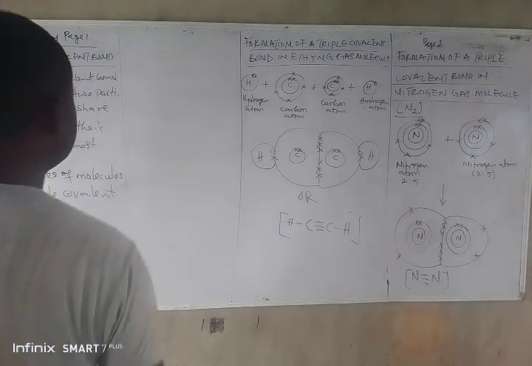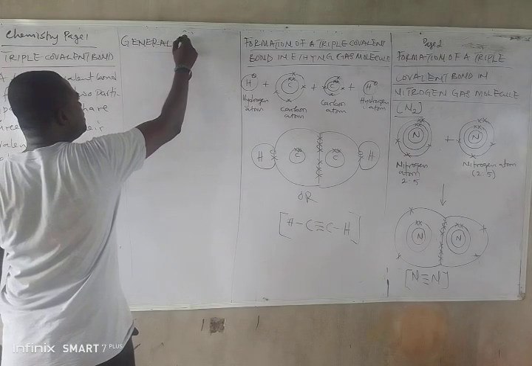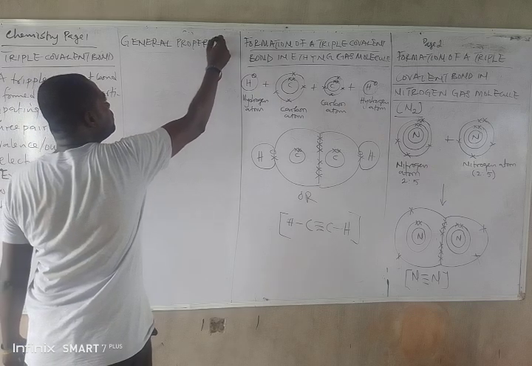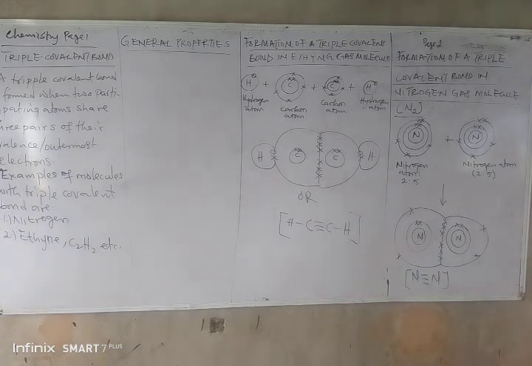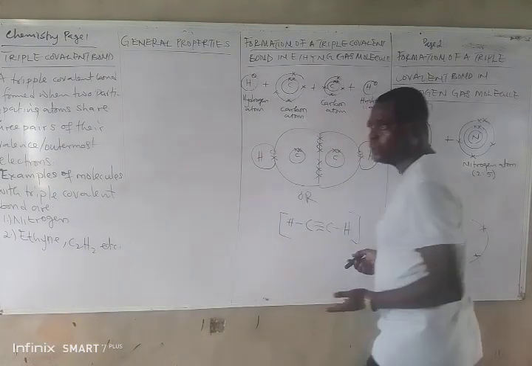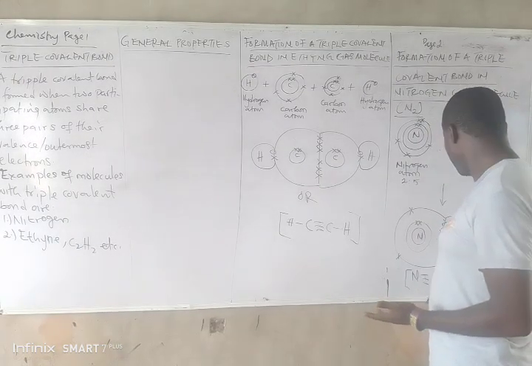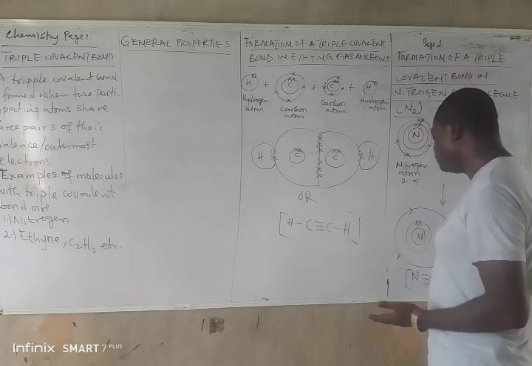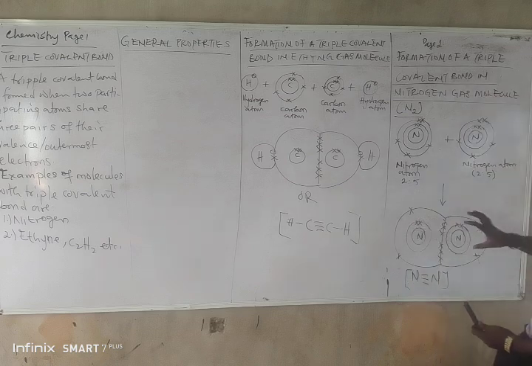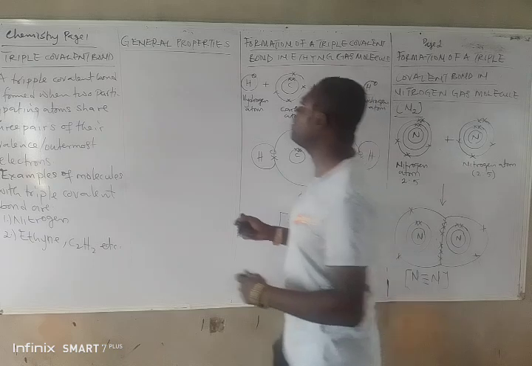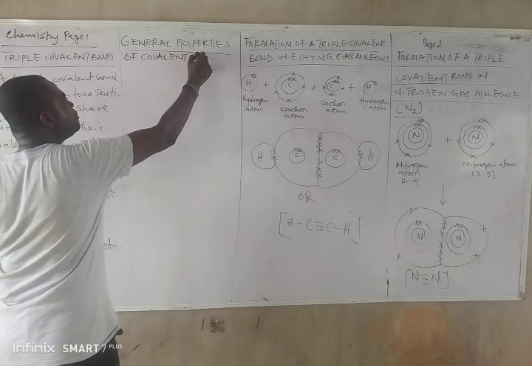So let's now look at general properties. Yes, sir. The nitrogen, are they not 2 atoms? Nitrogen and nitrogen, yes, there are 2 atoms. Triple covalent: 1, 2, 3. That's triple bond now. They need 6 electrons to form triple bond. It's about the valence, the outermost electrons, not the inside ones. Okay? So general properties of covalent compounds.